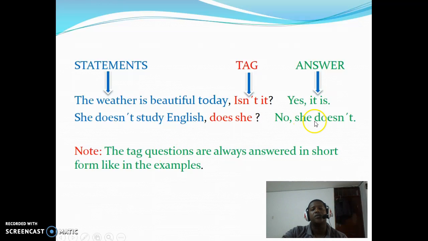Let's see something important here. No, she doesn't. Let's see this important note. It says, note: the tag questions are always answered in short form, like in the examples. It means the weather is beautiful today, isn't it? Yes, it is. She doesn't study English, does she? No, she doesn't. So the answers of tag questions are always in the short form.